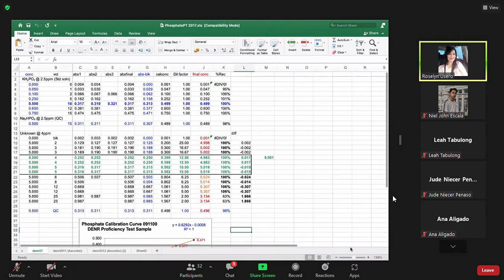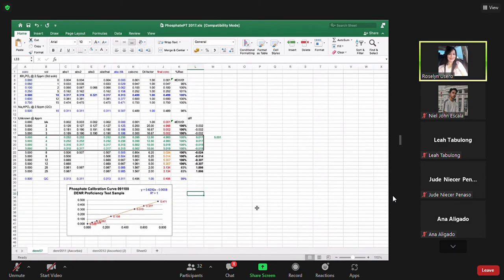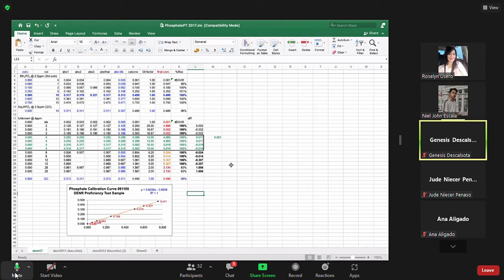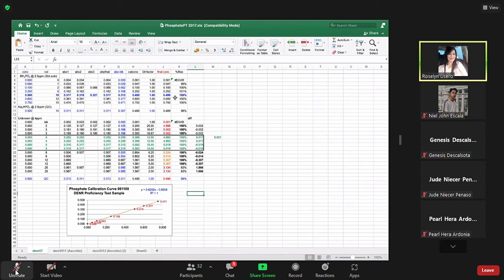Makita nyo ang graph, class? Makita nyo? Can you see the figure and also the data? Yes, Miss.